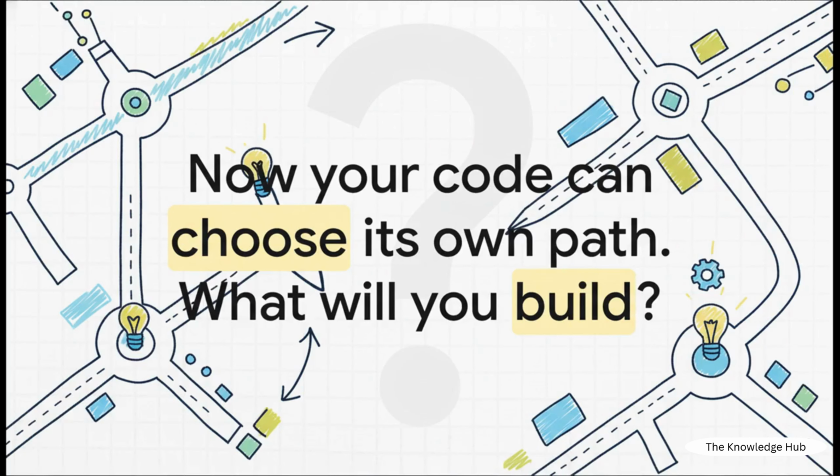So there you have it. You now know the secret to writing smart, dynamic code. The only question left is, what are you going to do with that power? What amazing things are you going to build? The possibilities are, and I mean this, truly endless. So go out there and create something awesome.